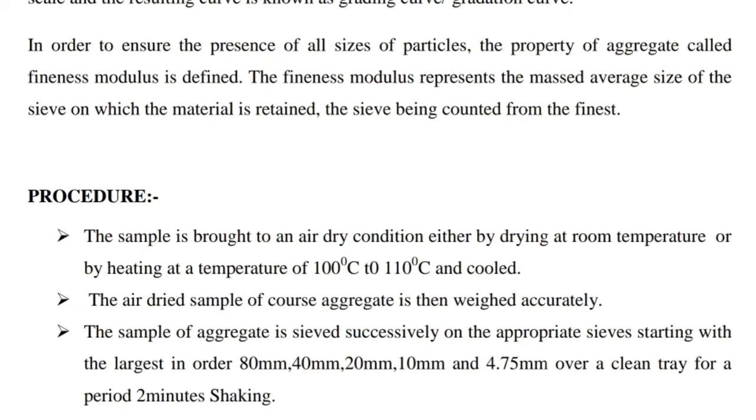Procedure: the sample is brought to an air dry condition either by drying at room temperature or by heating at a temperature of 100 degrees Celsius to 110 degrees Celsius and cooled. Next, the air dried sample of coarse aggregate is weighed accurately. Next, the sample of aggregate is sieved successively on the appropriate sieves starting with the largest in order: 80 mm, 40 mm, 20 mm, 10 mm and 4.75 mm over a clean tray for a period of 2 minutes shaking.